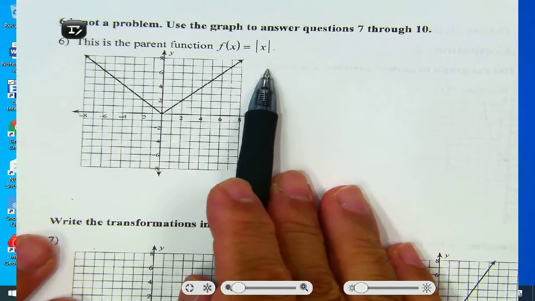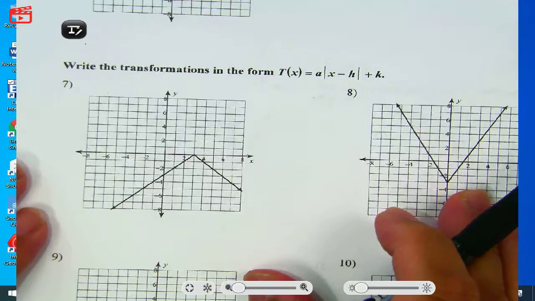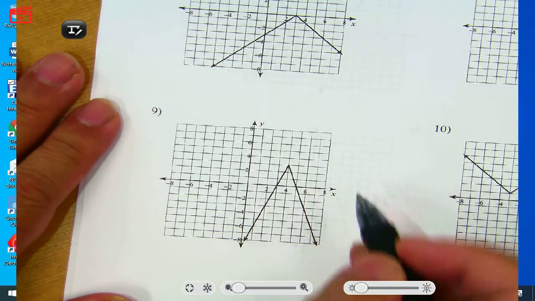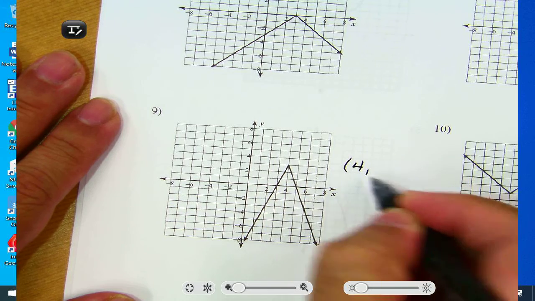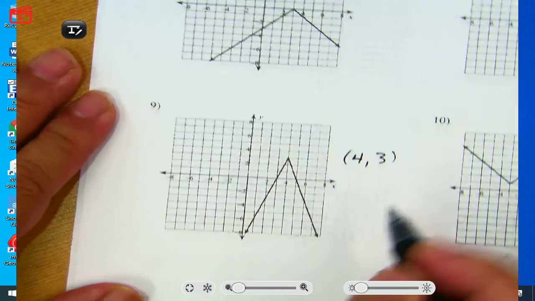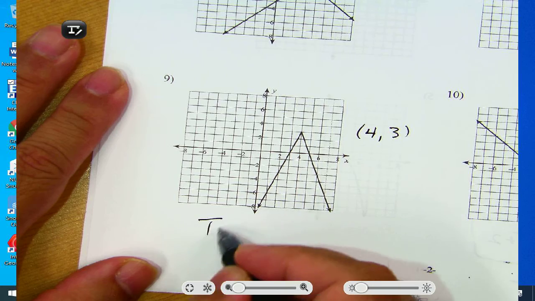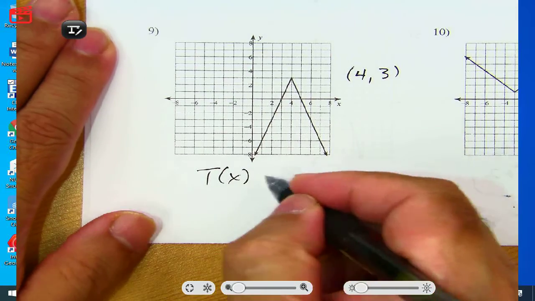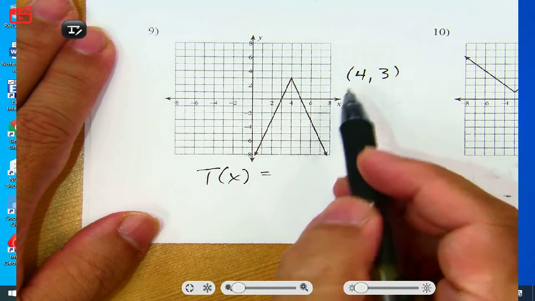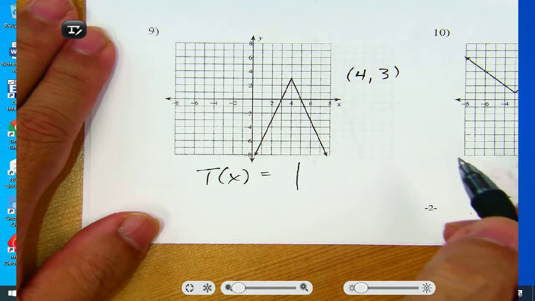This is the absolute value function. It starts at 0, 0. And where does 9 go? 9 goes to where? Right 4 and up 3. So then you're going to do a transformed function. So I'm doing number 9 equals, now the number in the front. We're going to figure out what the number in the front is.